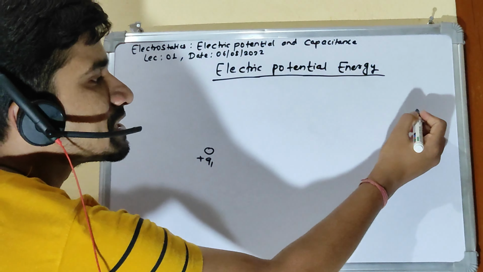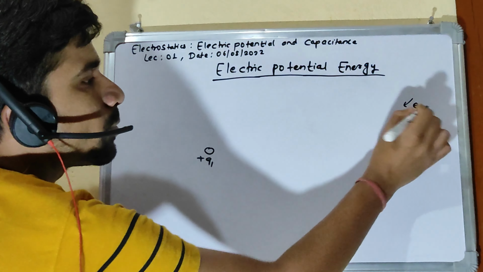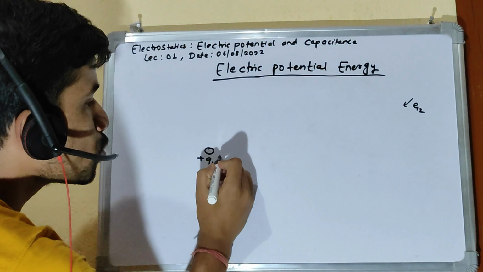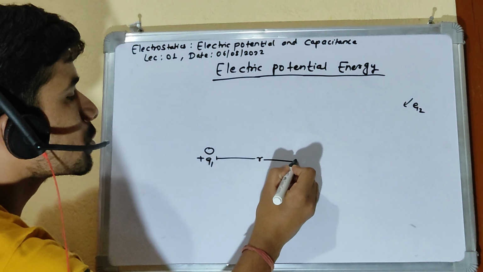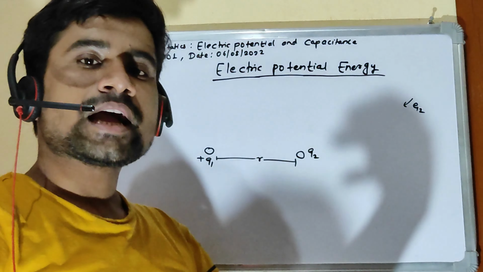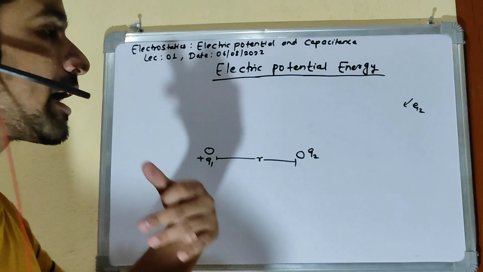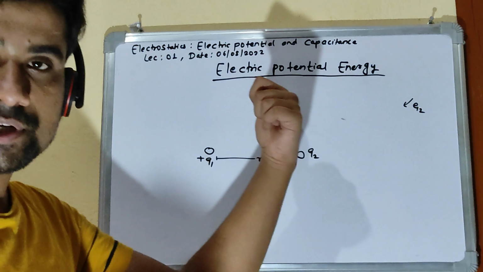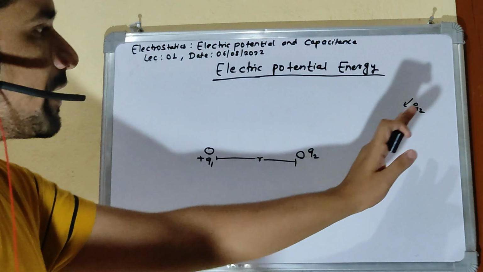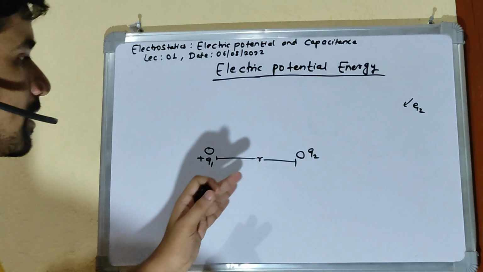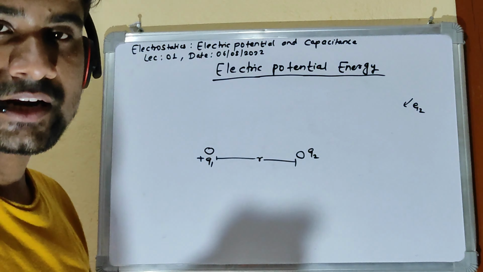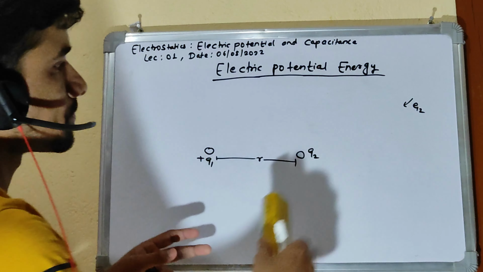So if I'm bringing a charge q2 from, let's say, one point of reference, infinity, to a distance r from this q1, the amount of work I am doing here is being stored as the potential energy in this system, right? So my initial distance is infinity, and the final distance is r, right? Okay. So let's calculate how much is the value.